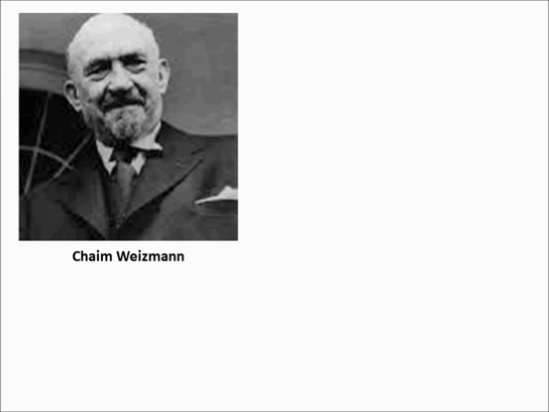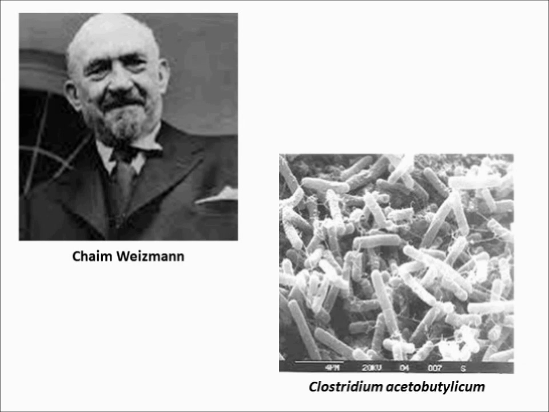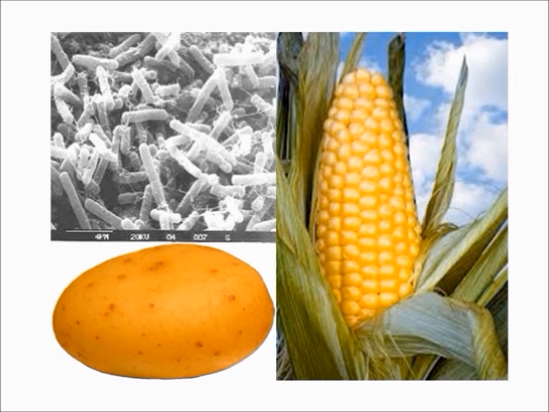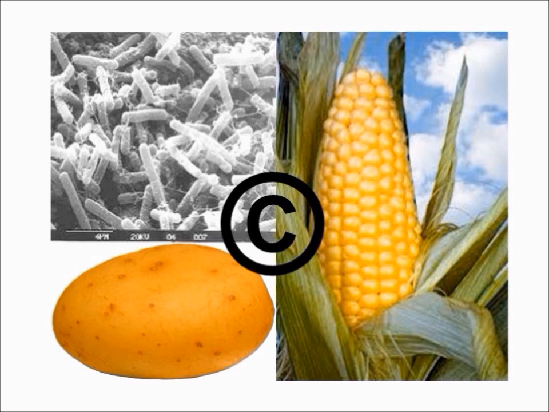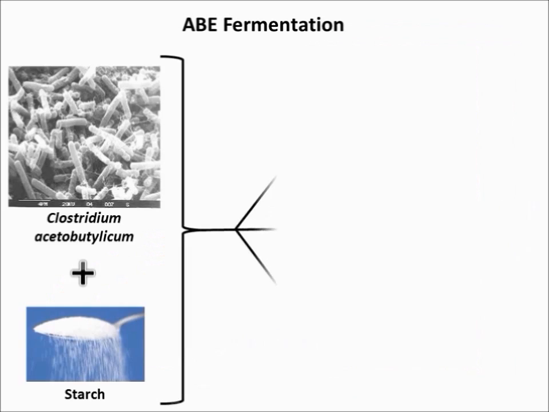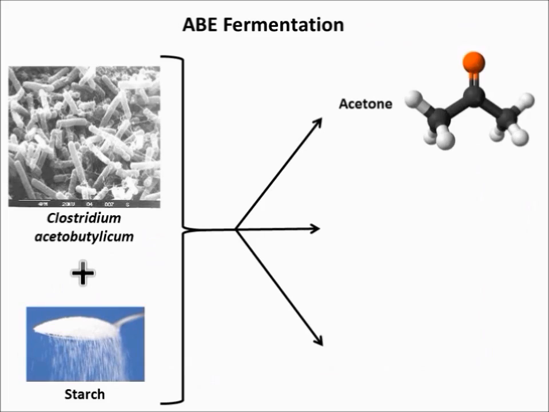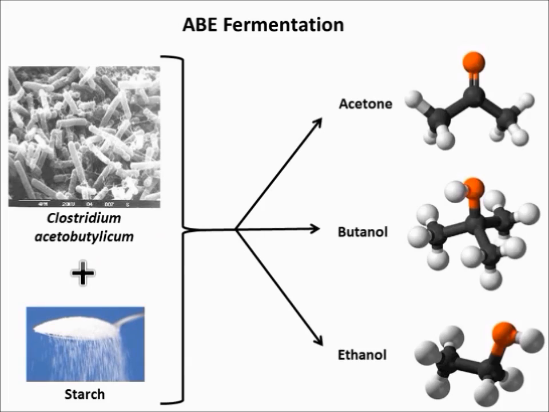Between 1912 and 1914, Chaim Weizmann isolated a strain of bacteria, Clostridium acetobutylicum, which yielded more butanol and acetone than previous strains of bacteria. Weizmann then patented the first ABE process in 1915 using Clostridium acetobutylicum, maize, and potato. ABE fermentation is the microbial fermentation of starch to produce acetone, butanol, and ethanol.